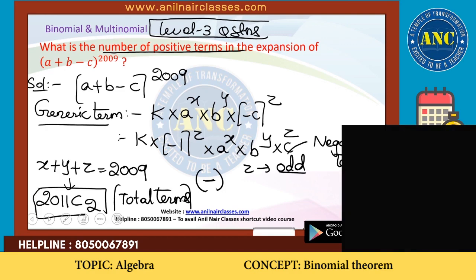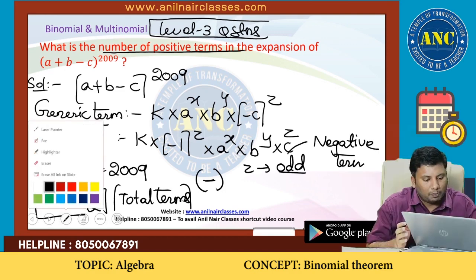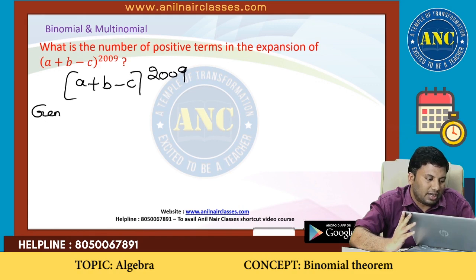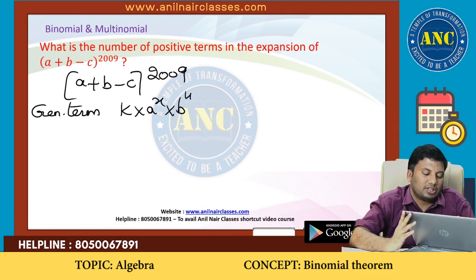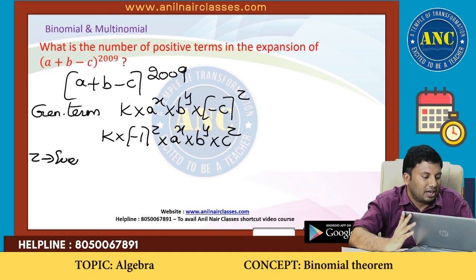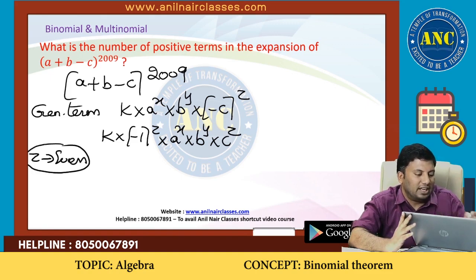Now we will solve. Now positive only, right? So I think you don't need to do all this. Directly, we will make the z value even. This is 2009. So the generic term will be k into a power x into b power y into minus c power z. This is k into (minus 1) power z into a power x into b power y into c power z. If z is even, why do the inverse approach? If z is even, I will get all the positive terms.